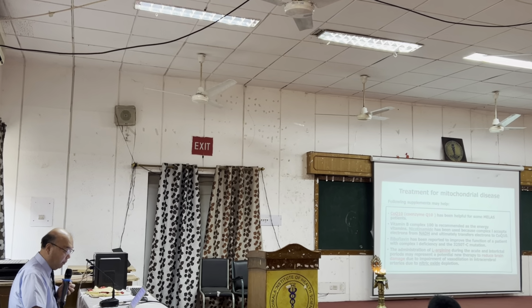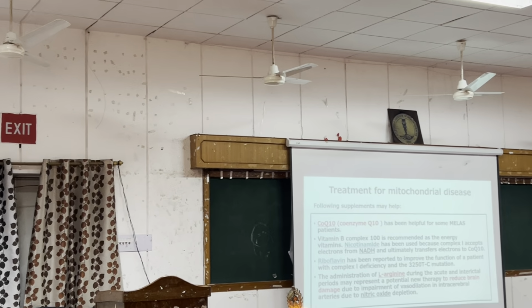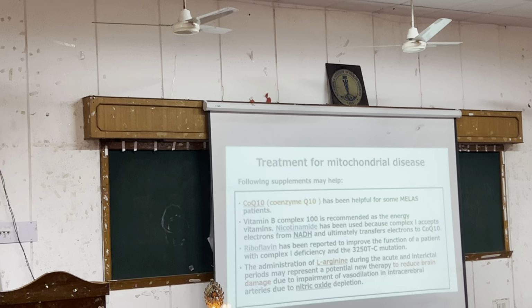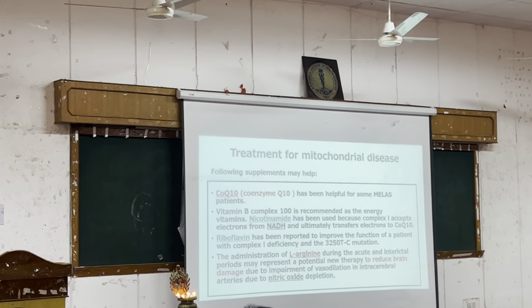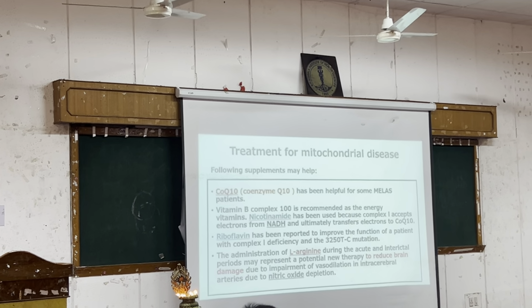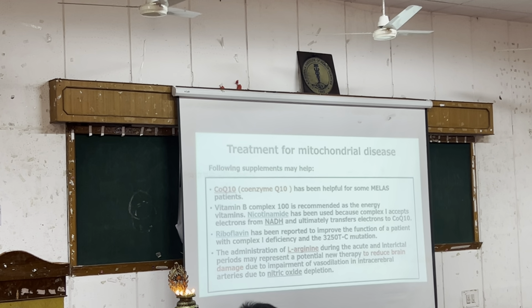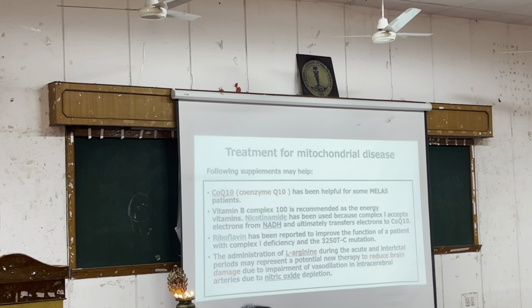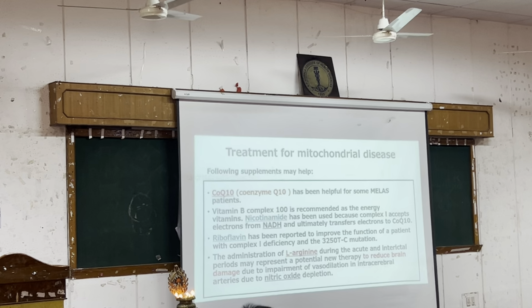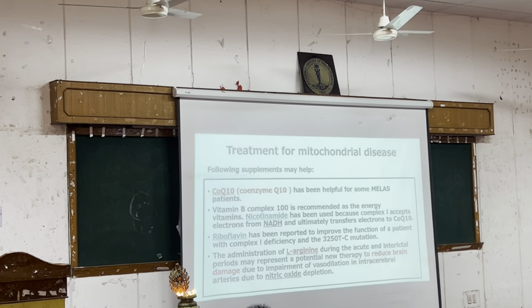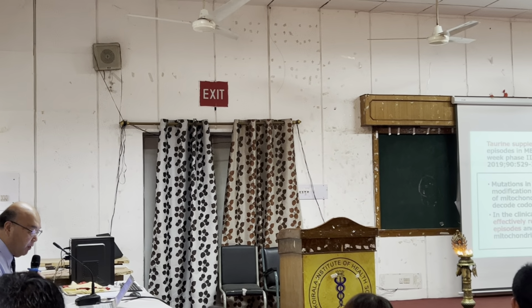This slide shows treatment for mitochondrial disease. The following supplements may help, namely coenzyme Q10, vitamin B complex, nicotinamide, riboflavin, and L-arginine. L-arginine during the acute period may represent a potential new therapy to reduce brain damage. Taurine supplementation is the newest approach.